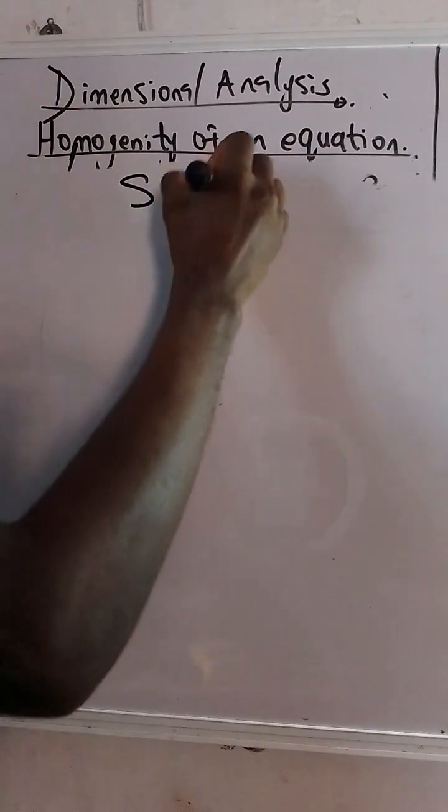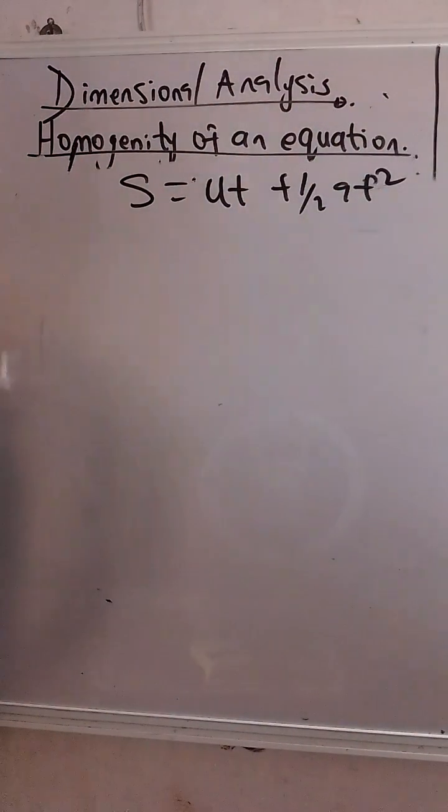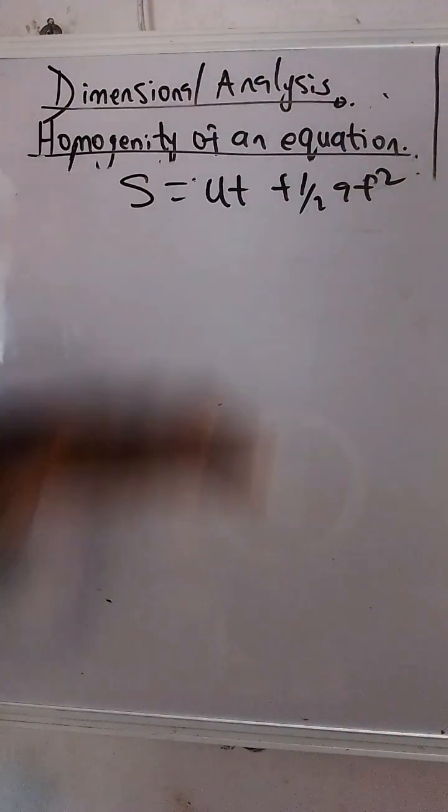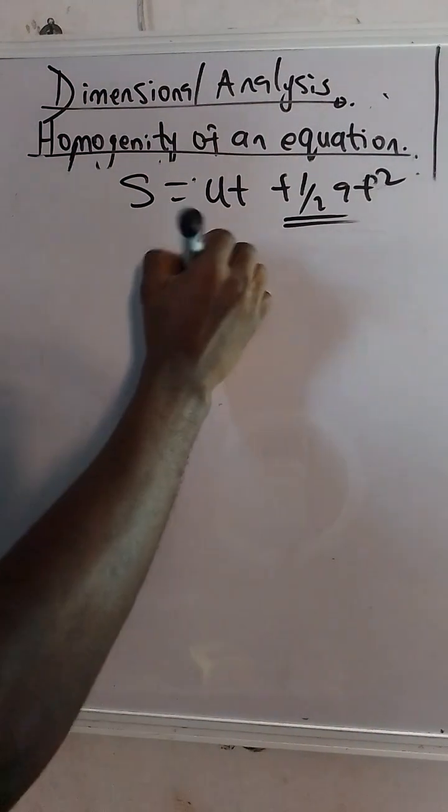So what about if we have x is equal to ut plus half at square? Now in this aspect, we are trying to show that my left hand side is equal to my right hand side. I told you guys that we don't consider this as a constant, and the constant here is 1 over 2.